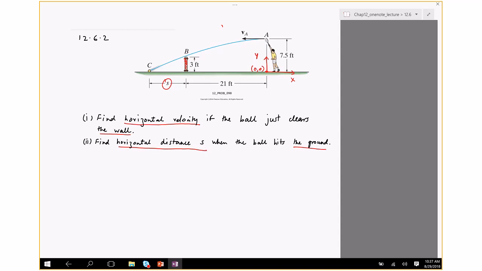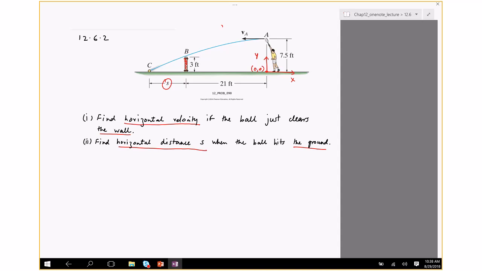So this is a very similar question as before. If the ball has to clear the wall, the 3 feet wall, then we can use that information to find the velocity with which the ball is hit. This problem is very similar to the previous one, but you have to be very careful about how you set the coordinate field.